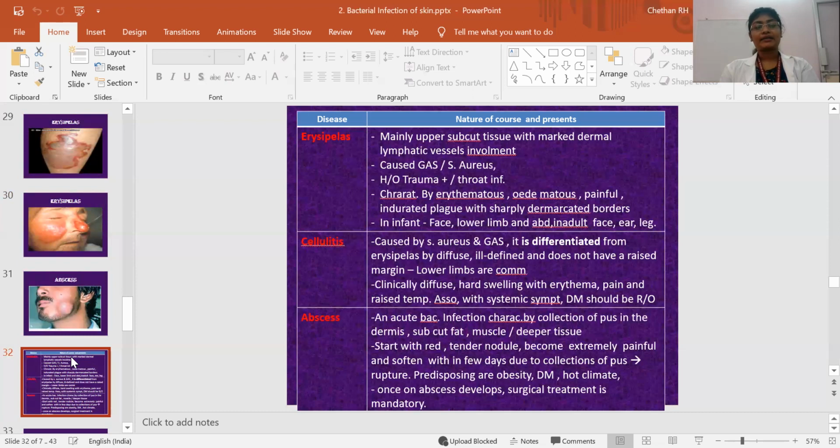It is an acute bacterial infection characterized by collection of pus in the dermis, subcutaneous fat, muscle or deeper tissue, and it starts as a red, tender, erythematous, painful nodule, which becomes extremely painful and softens within a few days due to the collection of pus. Later it will rupture. The predisposing factors for abscess are obesity, diabetes mellitus, a hot climate, etc. And once an abscess develops, surgical treatment is mandated. So wherever there is pus, we have to drain it out. That is the rule.